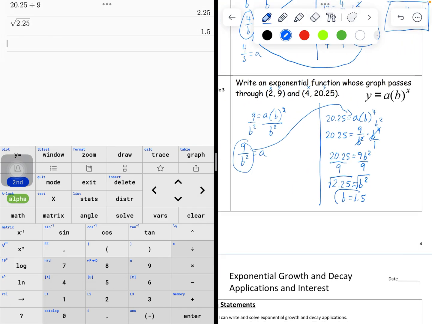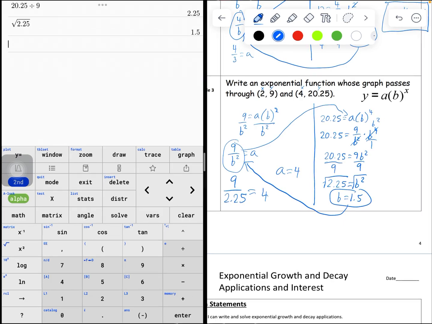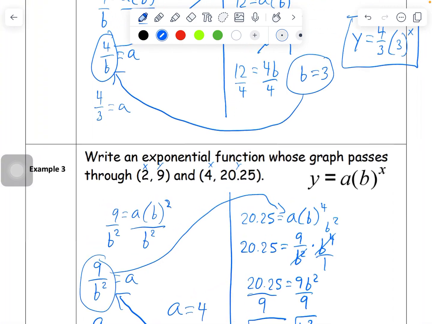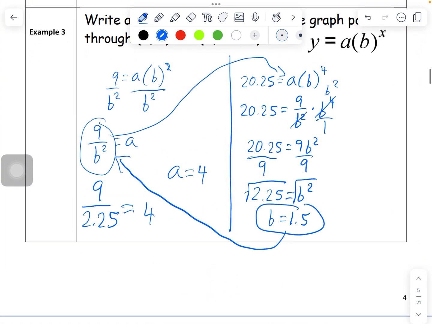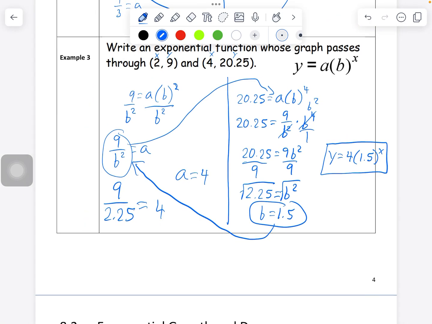Then we have to remember to swing that back inside of this one, because we still need to solve for a. So this would be 9 over, we just figured out that 1.5 is the square root, so it goes back to 2.25 when we square it. If you divide these, you end up getting 4. So that means the a value equals 4. Our final answer on this one is y equal to 4 times 1.5 to the x power. That would be the equation, and that is it for this one.